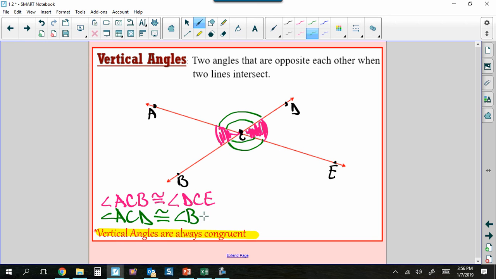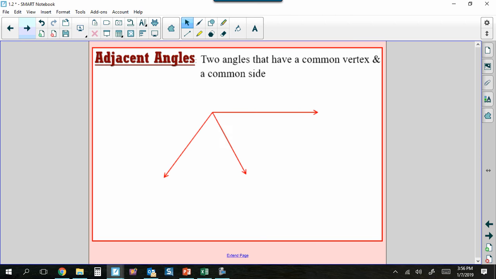Okay, so our next vocabulary word that we are going to be doing is complementary angles. Oh, sorry, adjacent angles. I'm so sorry, I'm skipping ahead. Adjacent angles. Now, the word adjacent means next to.